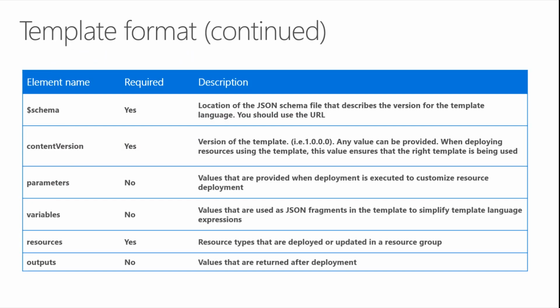This is from the documentation, which just gives a little bit more definition, and you see some of these things are required, like the schema, the content version, and the resource that's going to be deployed, but the other things are not. So parameters and variables aren't required, but they're pretty darn useful and helpful. We'll talk about why you would use a parameter versus a variable. And outputs are values that return after deployment, and again, you may never need those, but they're there if you do.